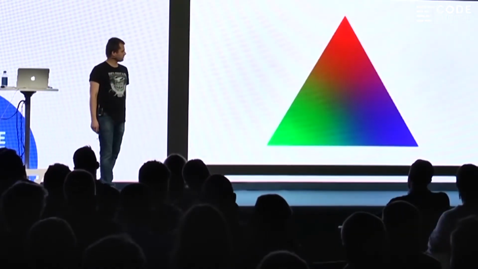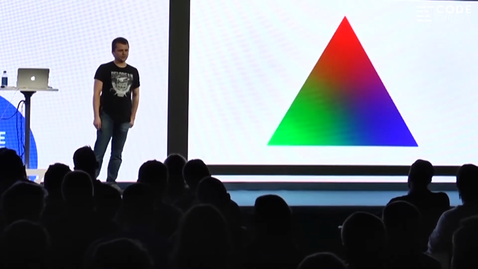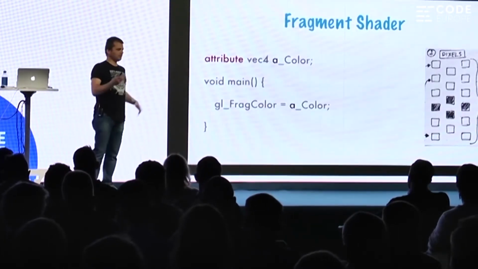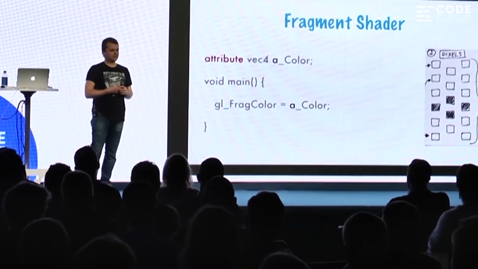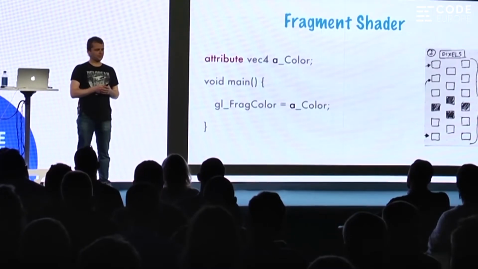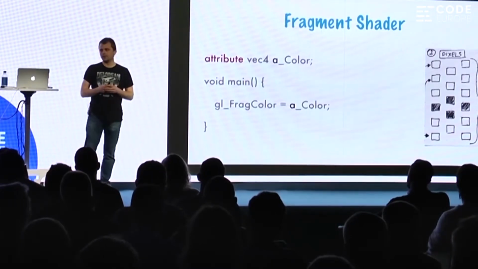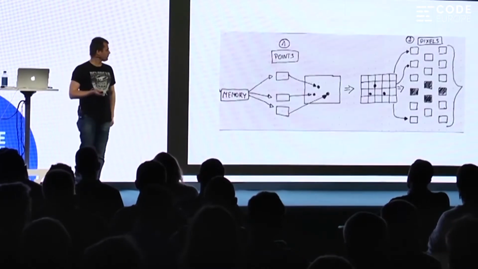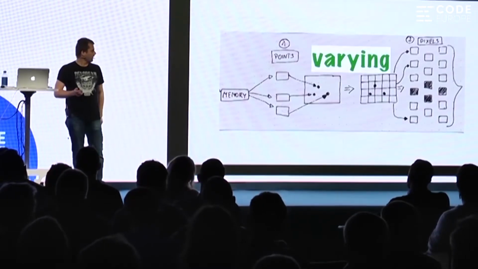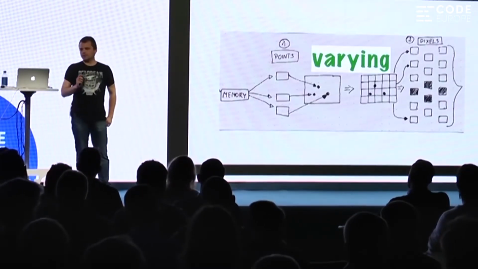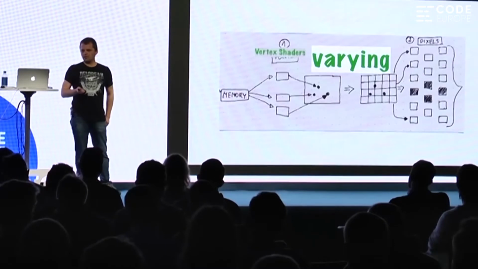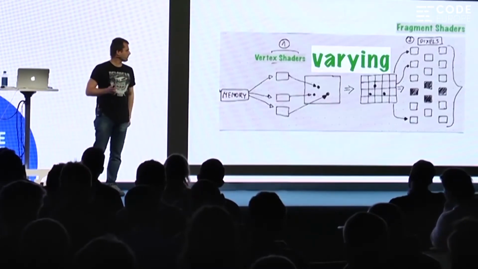But how would we do multiple colors for the triangle? We can't use uniform. So the easy answer is, let's use attribute. But the unfortunate thing is that attributes are available only in the vertex shader. You can't use attributes over here. So what can we do? The fortunate thing is that we can pass some data from the vertex shader to the fragment shader.